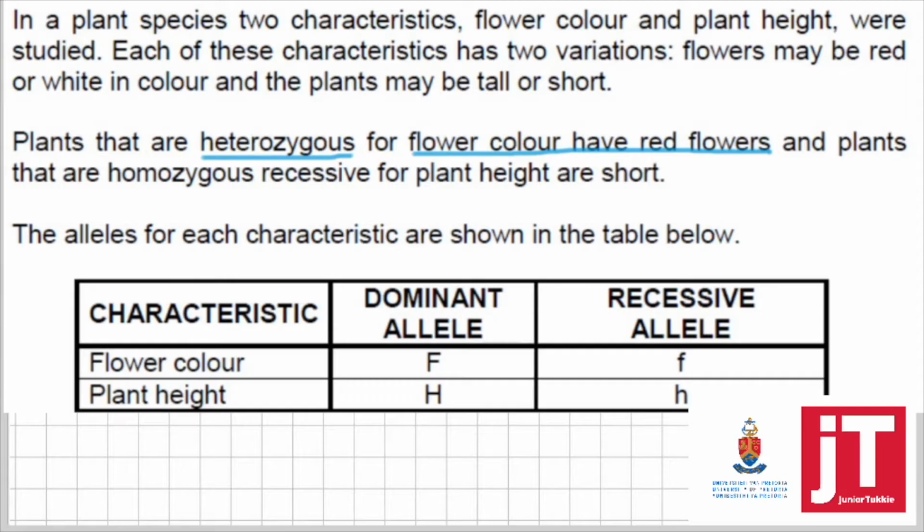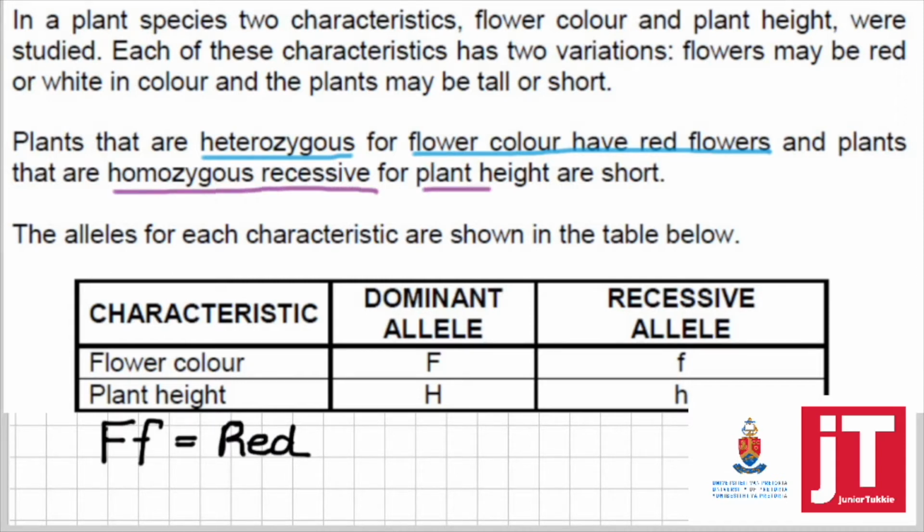If we analyze our question, and a lot of the time it's all about our understanding of the context in which we're asked these questions. So if we have a look now, we'll see that the characteristics each have two variations. So with regards to flower color, the flower may be red or white, and the plant may be tall or short. This is going to be dependent on the allelic combinations at the end of the day.